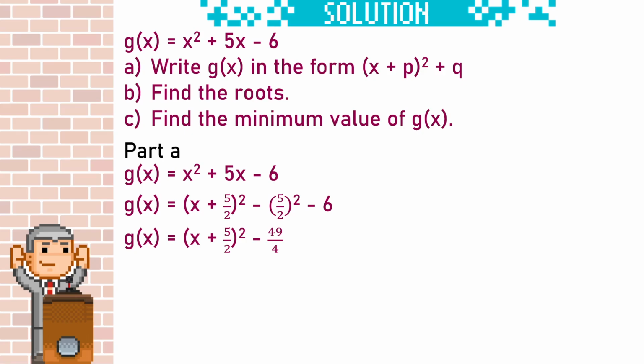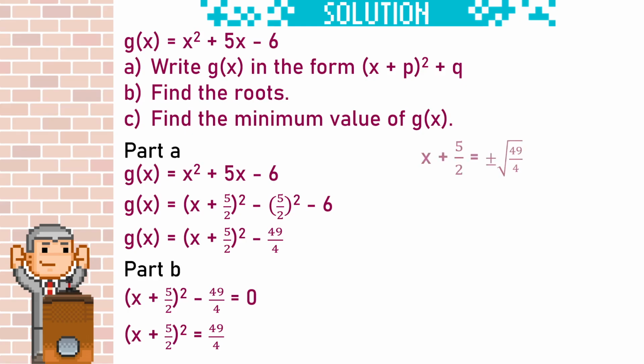Now, next, to find the roots, we set the equation to 0 and then we solve it. So we're going to get that equal to 0, add the 49 over 4 to both sides, square root both sides, minus the 5 over 2 and square root the 49 over 4. 49 square root would be 7, 4 square root would be 2. And then that will give us two answers, one where there's a plus and one where there's a minus. So that will be minus 6 and 1.